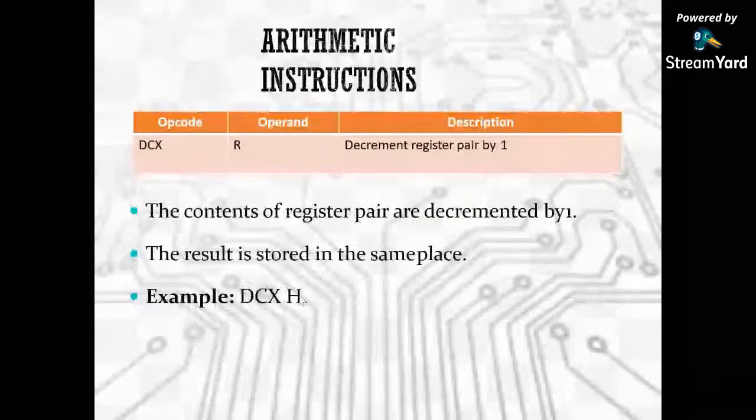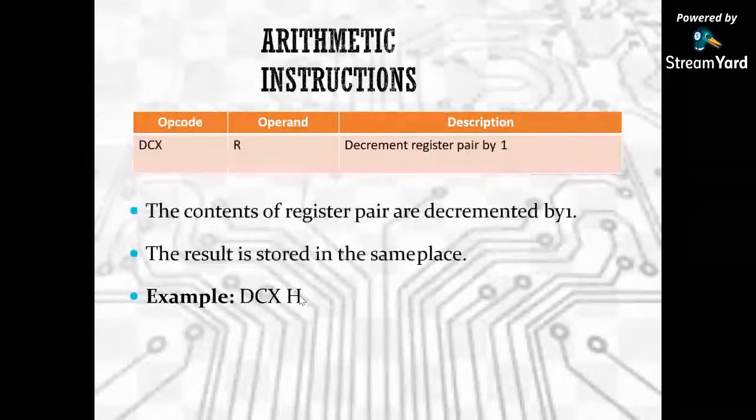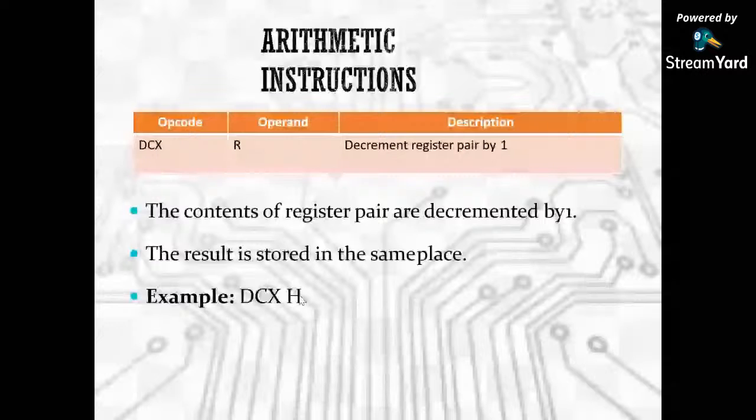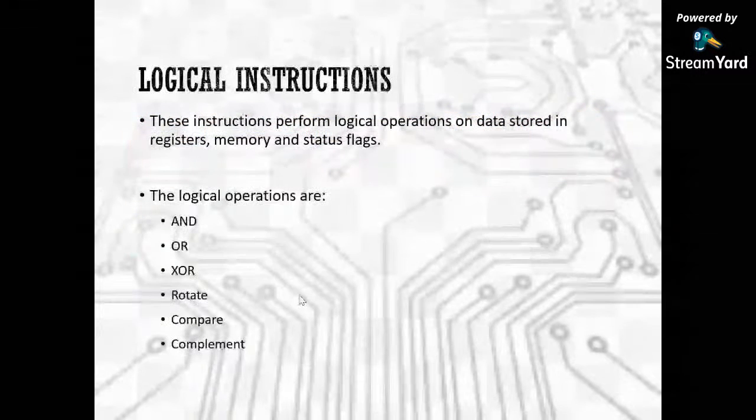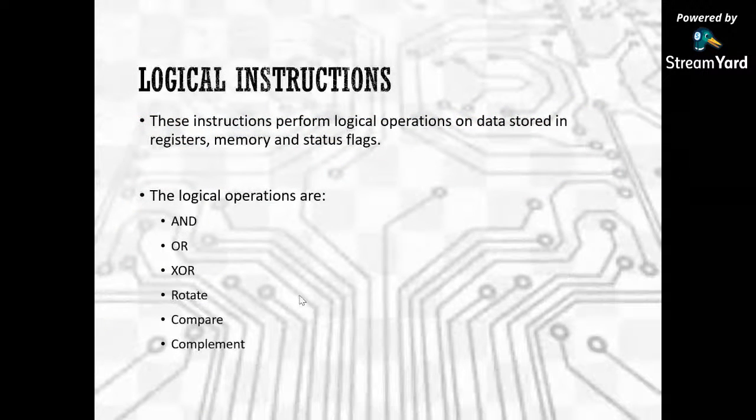So we have DCX, decrement register pair by 1. The contents of the register pair are decremented by 1. The result will be stored in the same place, for example DCX H, so that the result will be stored in the H. Yeah.